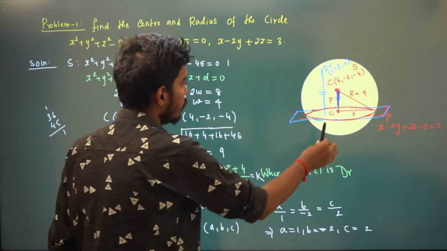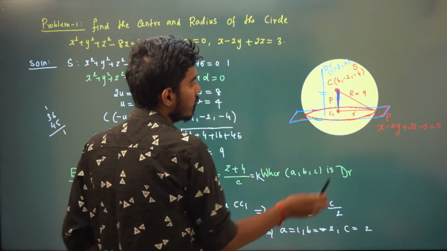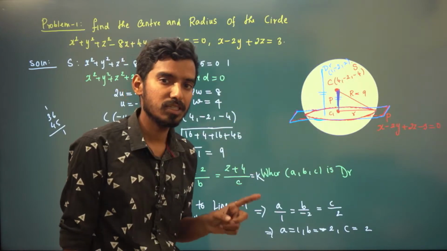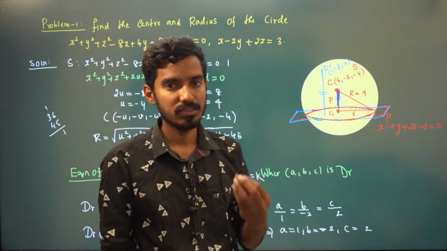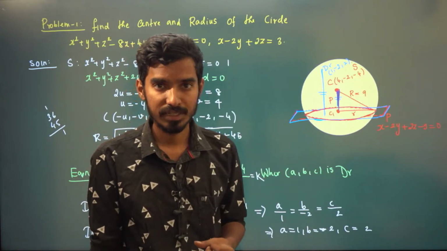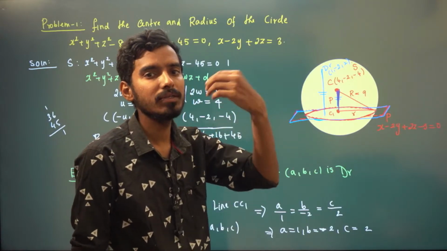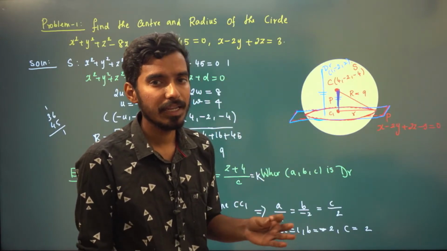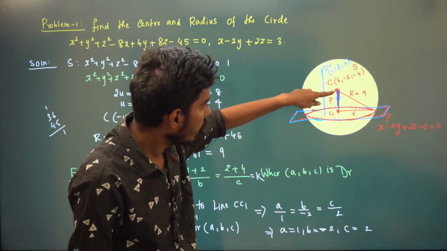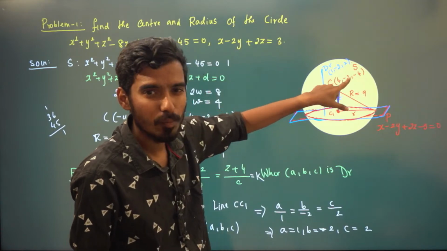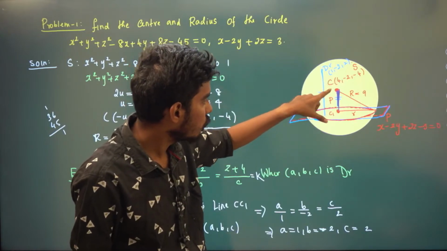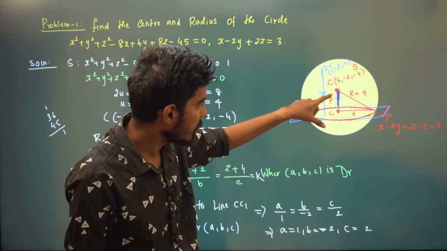You can see I'm writing the equation of CC1. This CC1 is a straight line, right? What is the equation of a straight line in symmetrical form? (x - x1)/A = (y - y1)/B = (z - z1)/C, where (x1, y1, z1) is any point on the line and A, B, C is the direction ratio of the line. So I'm writing the equation of CC1. We already know one point, (4, -2, -4), but we don't know the direction ratio of this line.